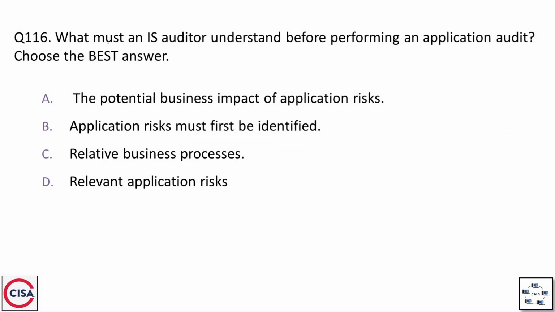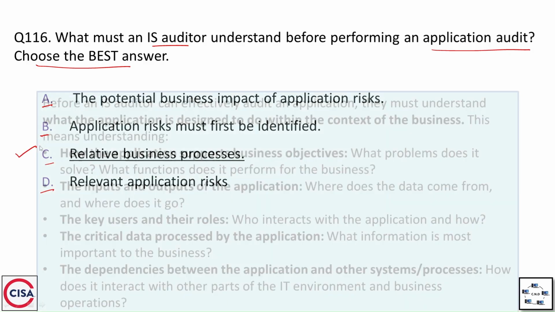Question number 116. What must an IS auditor understand before performing an application audit? Choose the best answer. Option A, the potential business impact of application risks. Option B, application risks must first be identified. Option C, relative business processes. And option D, relevant application risk. And the correct option is option C, relative business processes.